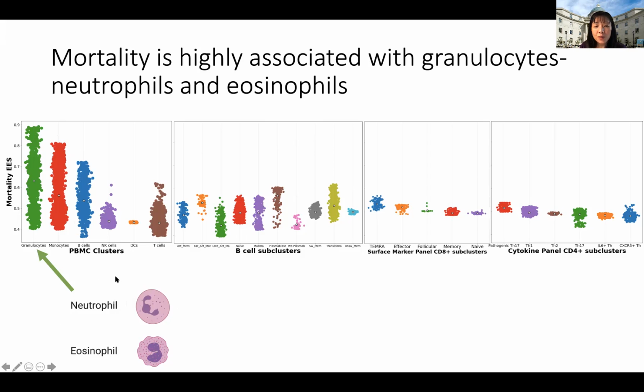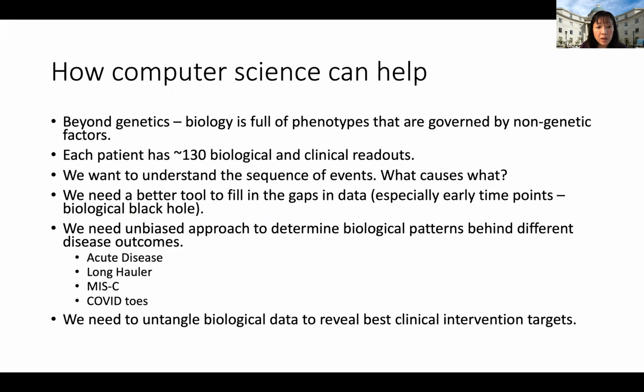So this is a wonderful example of how a biologist laboratory can collaborate with a computer science laboratory to really reveal the underlying biology of different cell types that are associated with mortality. And I'm sure Smita's lab can do this for many other measurements other than just mortality. But it's just to give you an example of what can be done when we collaborate together on these analyses of biological data sets. So this is my final thoughts: how computer science can help.